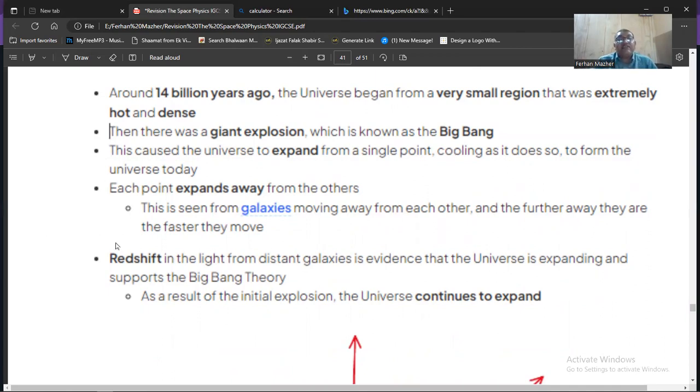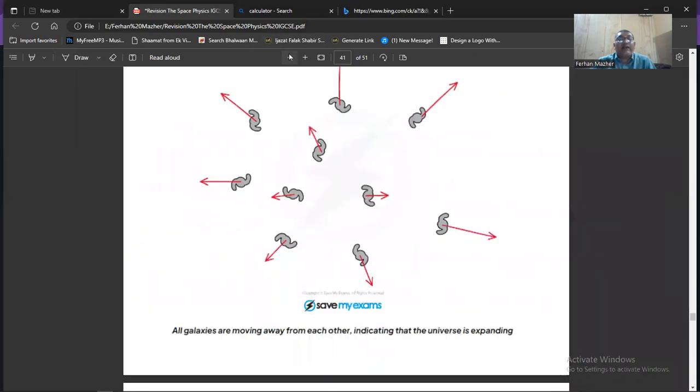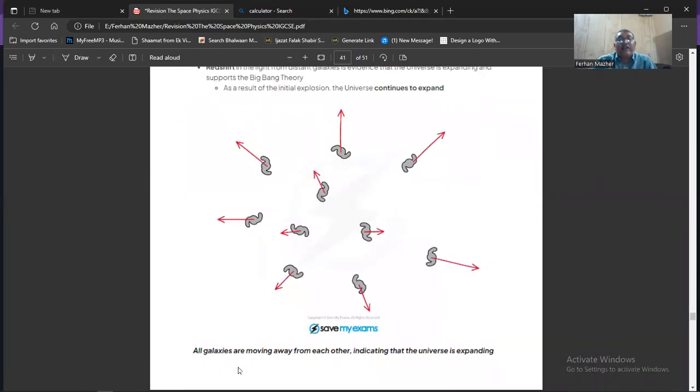This means, this is seen from galaxies moving away from each other, and the further away they are, the faster they move. Redshift in the light from distant galaxies is evidence that the universe is expanding and supports the Big Bang theory. As a result of the initial explosion, the universe continues to expand. So here we have a diagram which shows all galaxies are moving away from each other, indicating that the universe is expanding. These are represented as galaxies, and they are moving away from each other.